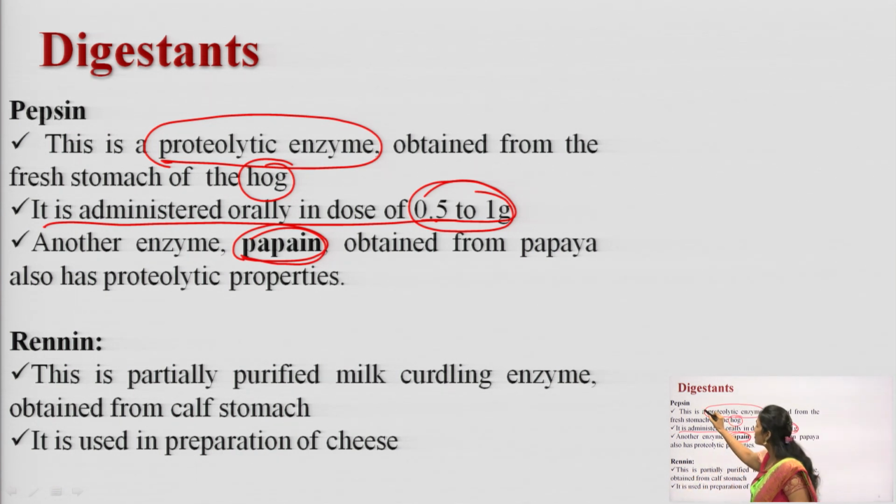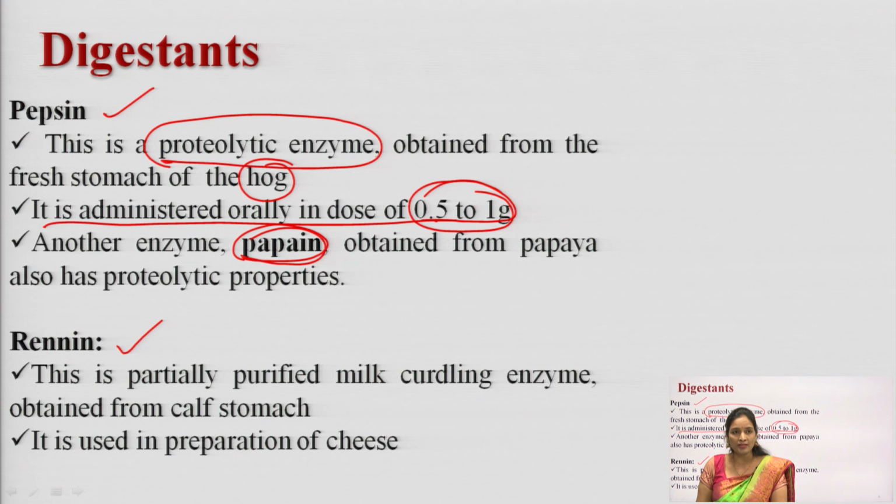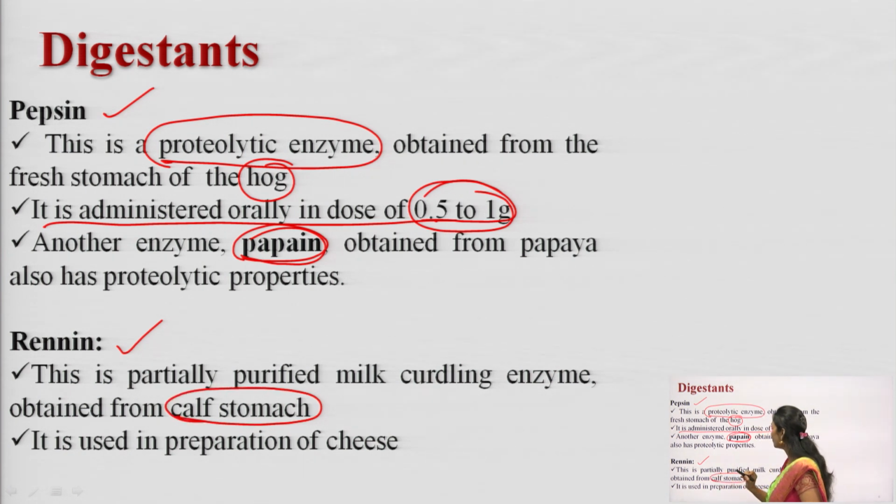We have discussed pepsin, and the second one is renin. Renin is a partially purified milk curdling enzyme, mainly obtained from the calf's stomach. If you see the uses of renin, it is used in the preparation of cheese.